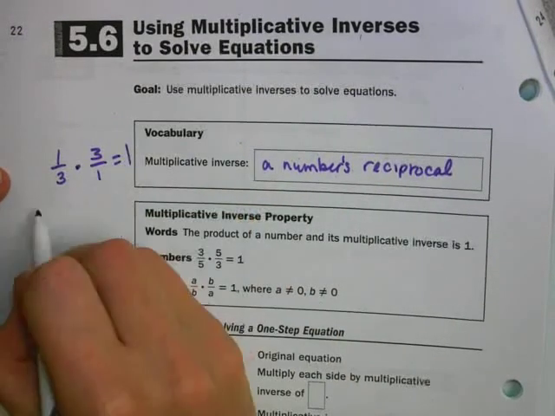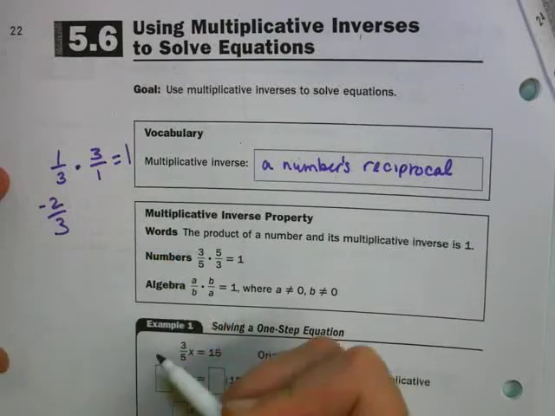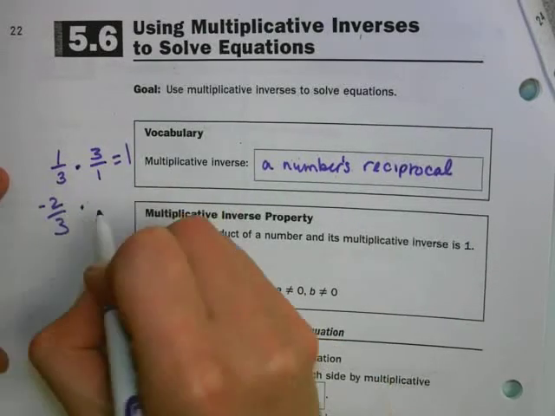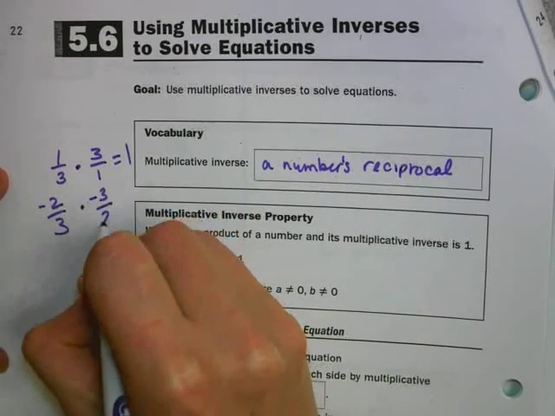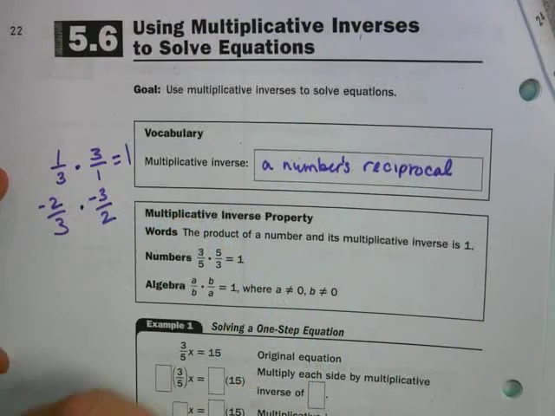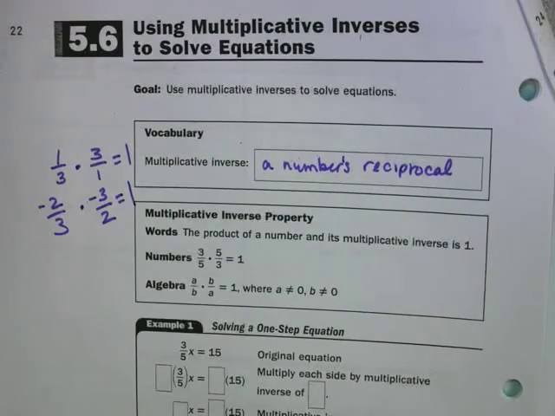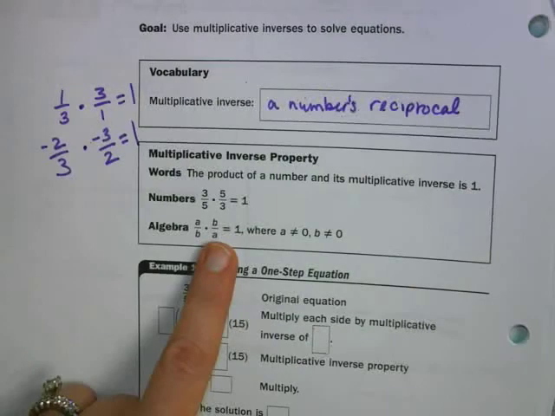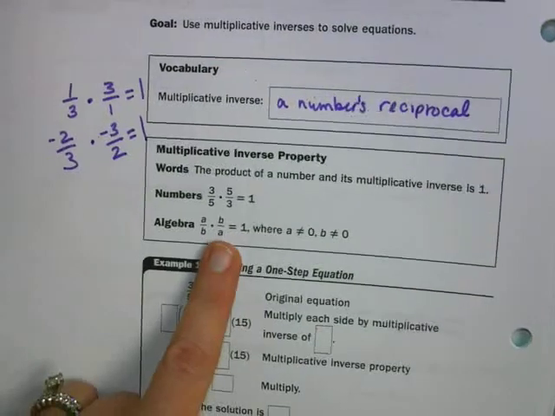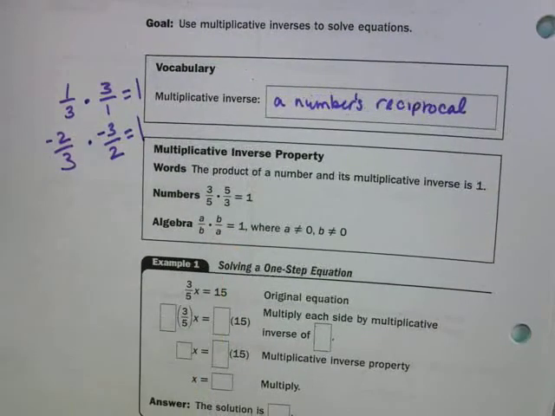What if I had a negative 2/3? Its multiplicative inverse is, yep, negative 3/2. And a negative times a negative is a positive. That'd be 6/6, or just 1. Okay, that's what they're showing right here, the multiplicative inverse property. They're showing it with numbers and algebraically.